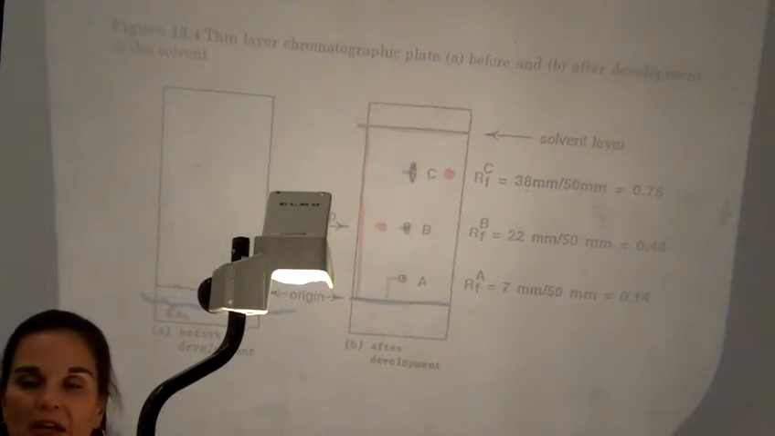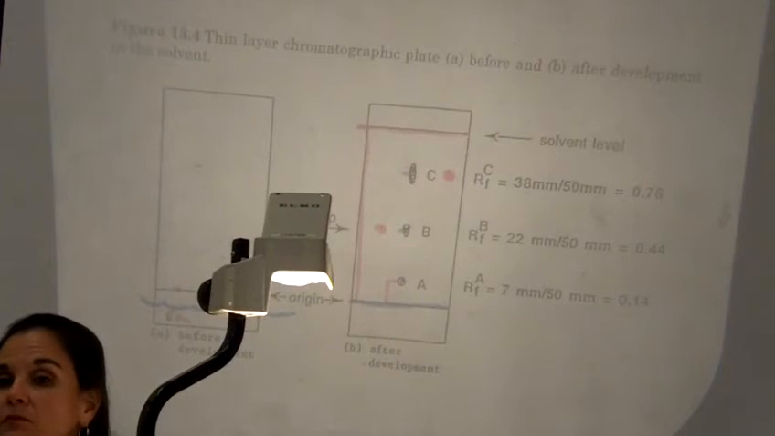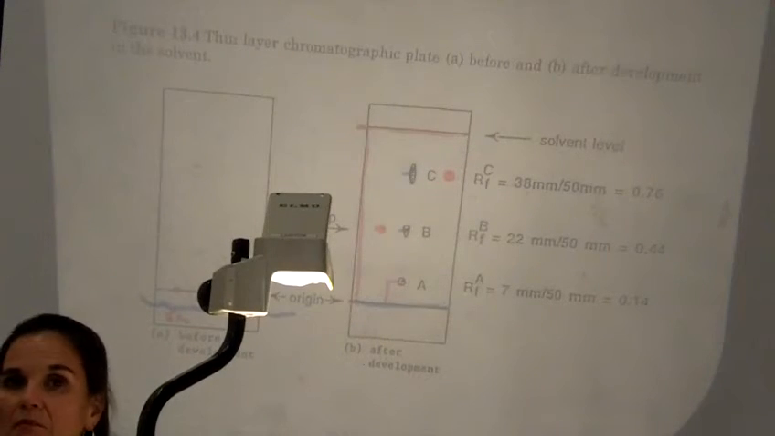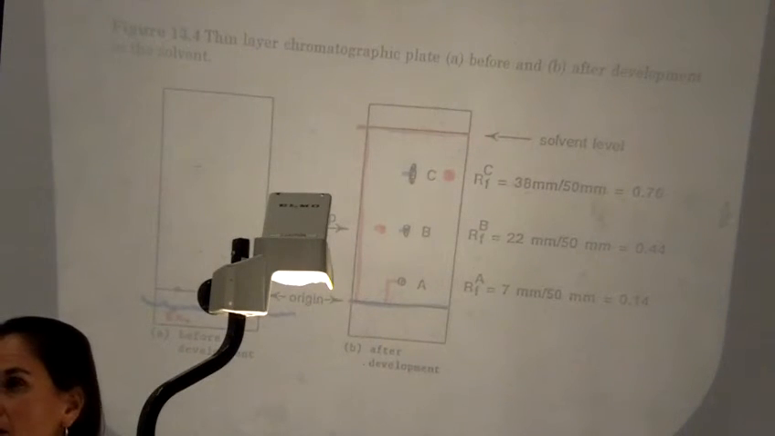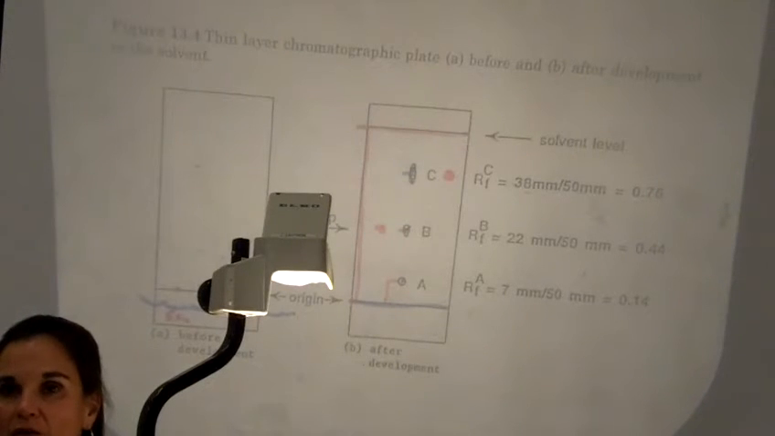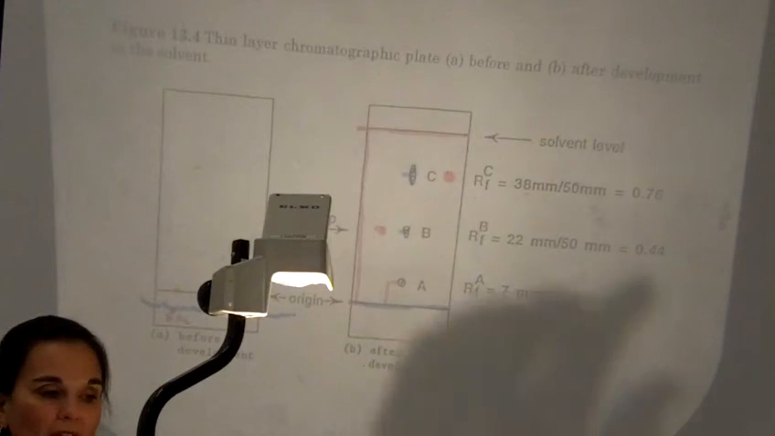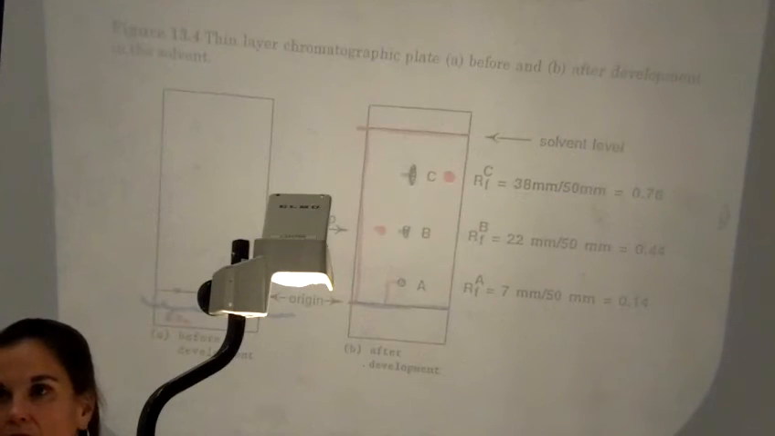If a compound has a bigger RF value, what can you say about it? It's based on what we just talked about. It's less polar. So compounds with greater RF values are less polar. Compounds with smaller RF values are more polar. Does that make sense? Because it's all related to how far it travels, okay?